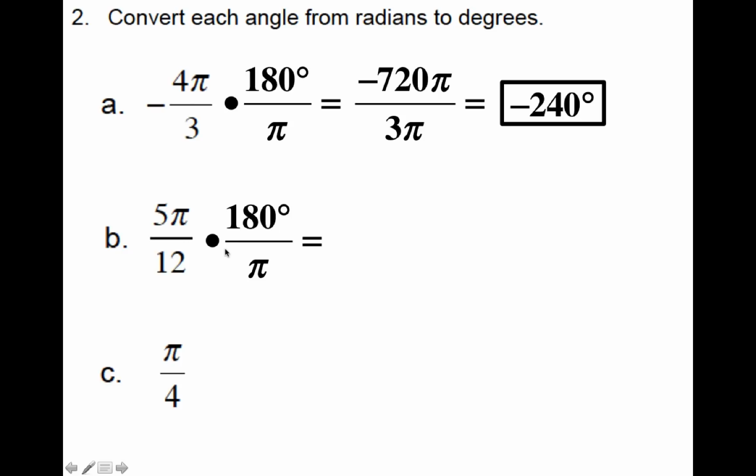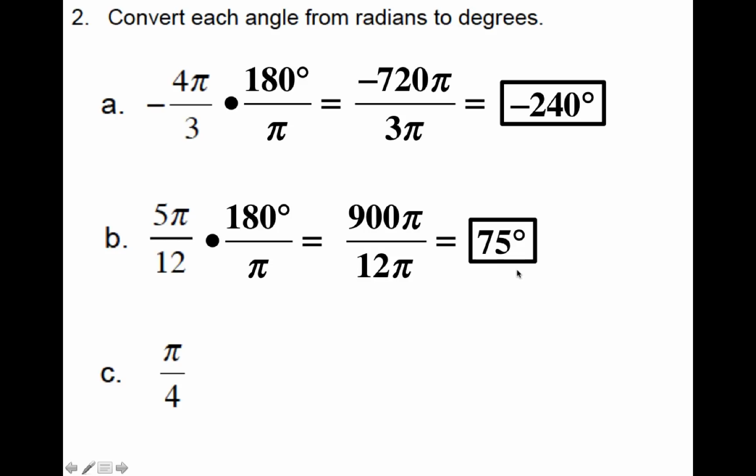Part B, multiplying by 180 degrees over pi. We're doing 5 times 180, which is 900 pi, over 12 pi. Pi's cancel. 900 divided by 12 is 75 degrees.